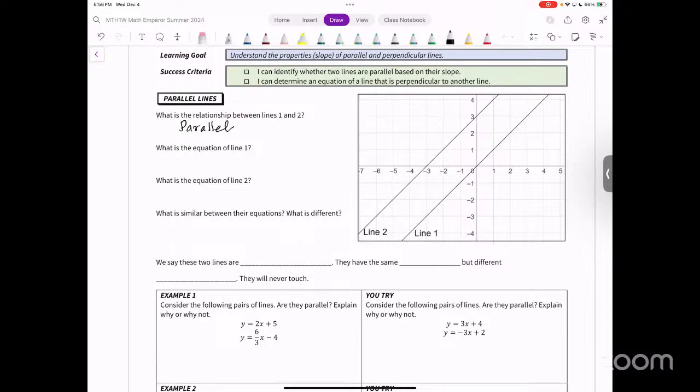Are you seeing that? All right, I'm going to let you guys find the equation of both lines. Can you guys type the equation of line one and line two on the Desmos, please? Equation of line one and line two.